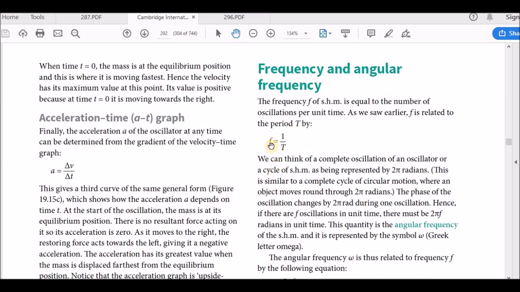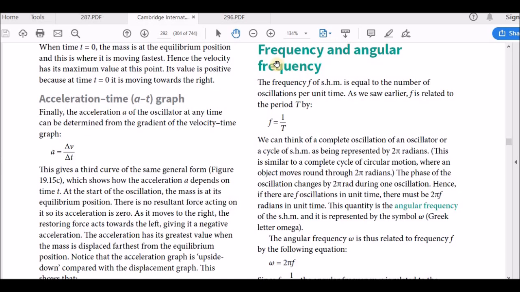Then you have to know this equation. Here we have f. Frequency f of simple harmonic motion is equal to the number of oscillations per unit time. As we saw earlier, f is related to the period T by this. So you have to be familiar with this f and the other one, angular frequency, which is omega. We will see that afterwards.